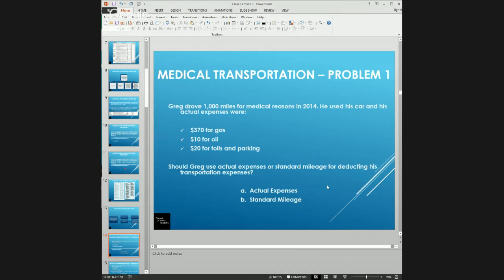So here we have an example. Greg drove 1,000 miles for medical reasons in 2014. He used his car. His actual expenses associated with that 1,000 miles was a total of $370 for gas, $10 for oil, and about $20 for tolls and parking. So the question is, should he use his actual expenses or a standard deduction for calculating his transportation expenses?